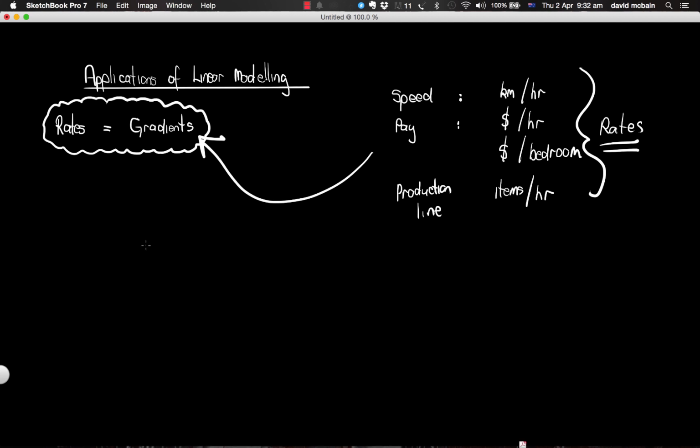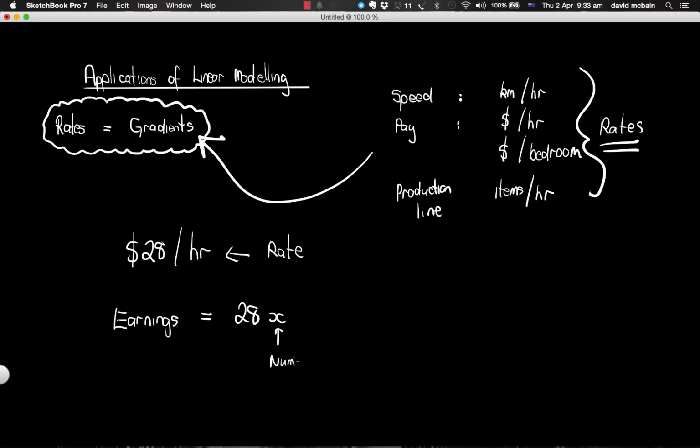you were earning $28 per hour, that is a rate. And so you could write that as a linear equation. How much you earn, your earnings, will equal 28X, where X is the number of hours you've worked, and that's the number in front of the X, that's your gradient, and in this case it's the rate, it's your pay rate.